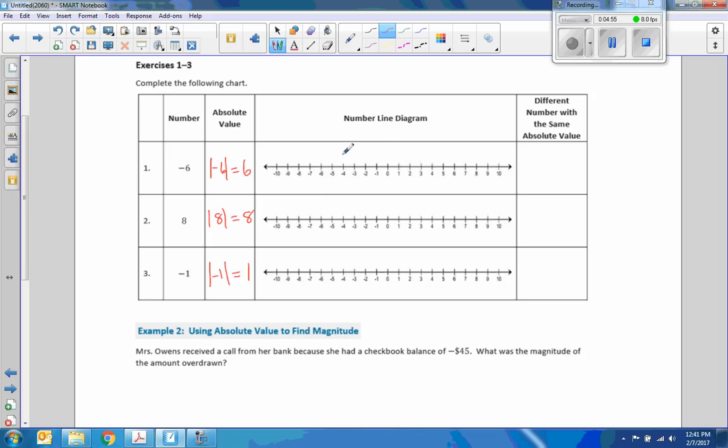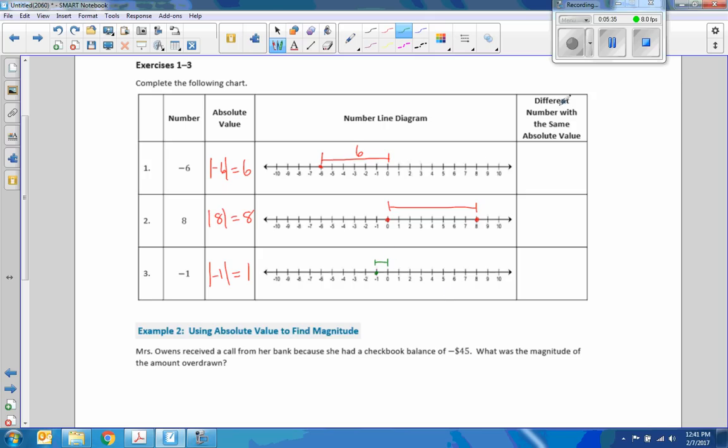And in order to graph negative 6, it is right here. Okay? And I know that the distance from here to here is 6. I want to graph 8 on the number line. 8 is over here. 0 is right here. So the distance from 0 to 8 is right there. And then finally I want to graph negative 1. Negative 1 is right here. The distance from negative 1 to 0 is there.